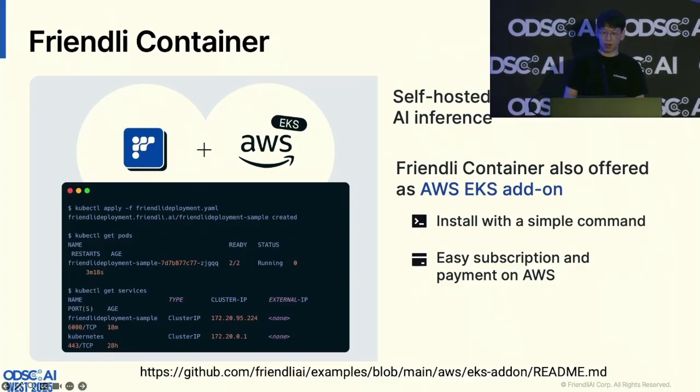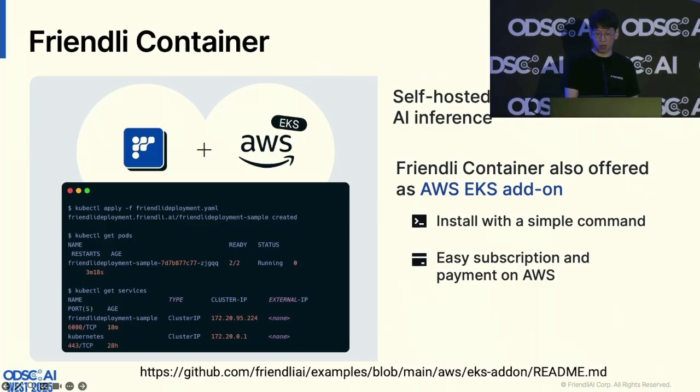We also have a solution for companies with strict security or privacy requirements. It's called Friendly Container, our high-performance self-hosted AI inference solution. And if you're on AWS, Friendly Container is also available as an EKS add-on. So just run a single command to install and integrate it into your existing AWS EKS workflow.